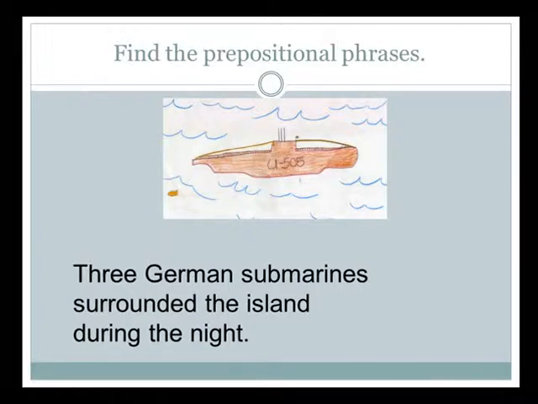And you could also see submarines is a noun here. 3 German becomes adjectives to the same. Surrounded the island. Now surrounded can be used as a verb, or it can be a preposition here also. If it is used as a preposition, then the island is the noun that follows it. So surrounded the island becomes one prepositional phrase. The other prepositional phrase here is during the night. During, as we saw, is a preposition of time, which is used for indicating time. The night is the noun that follows it. So the two prepositional phrases are surrounded the island and during the night.